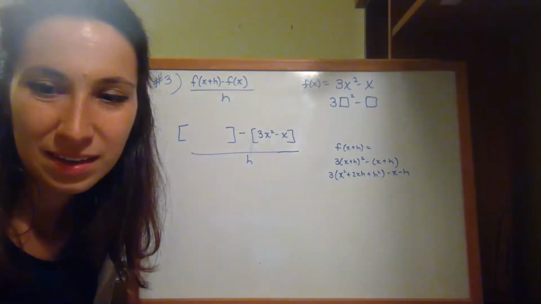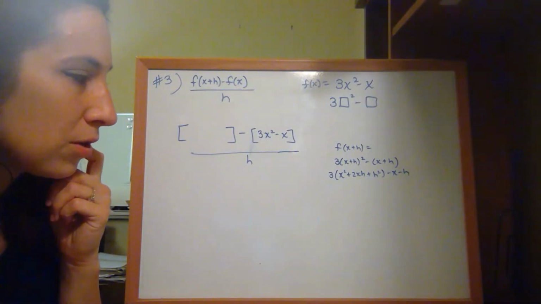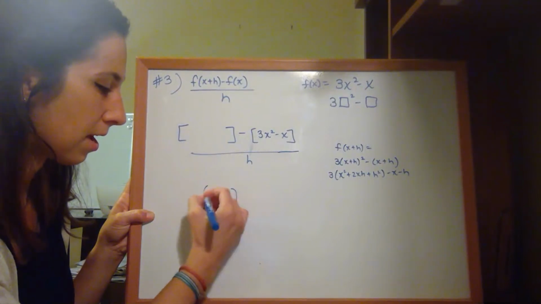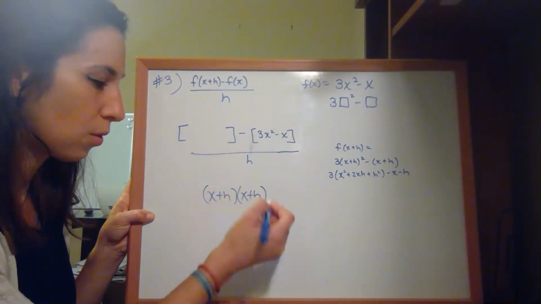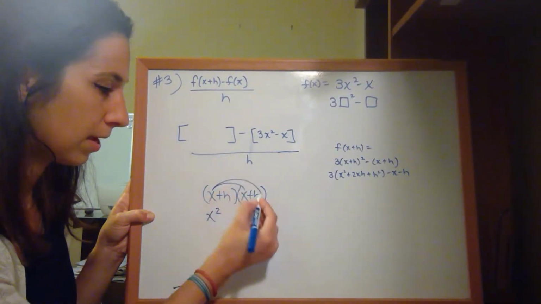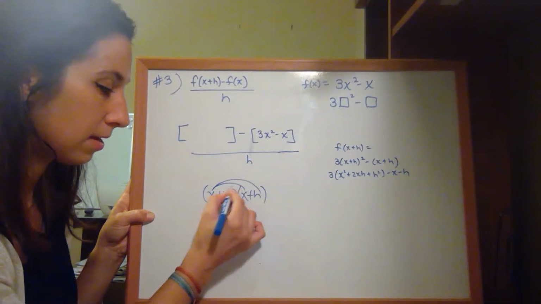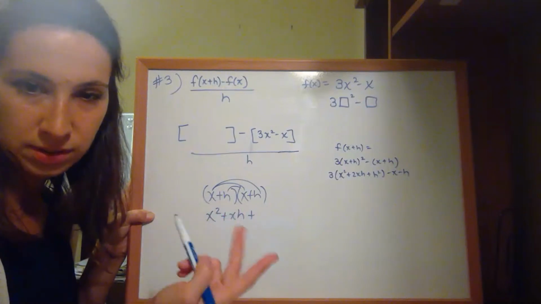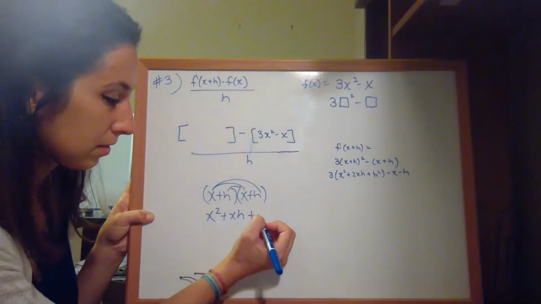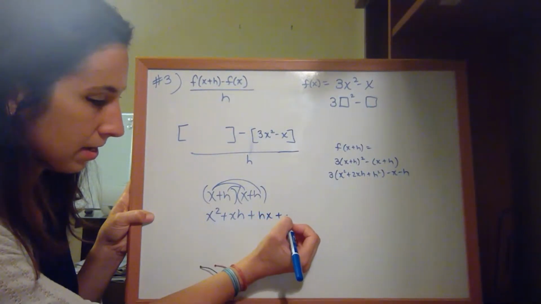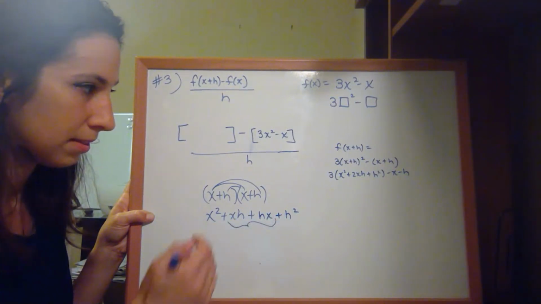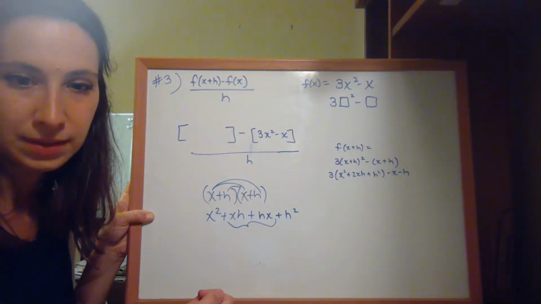Thanks. How to get 2xh? When you do that expansion, x plus h times x plus h, and you do all the distribution or foiling, you get x squared. You get xh, and then you get another xh. Even though it's hx, the order doesn't matter because multiplication is commutative. And then we've got h squared. So these guys right in here, that's where we get 2xh from.